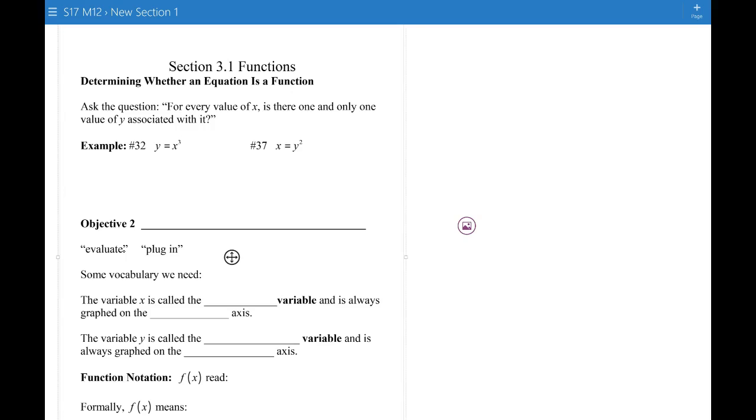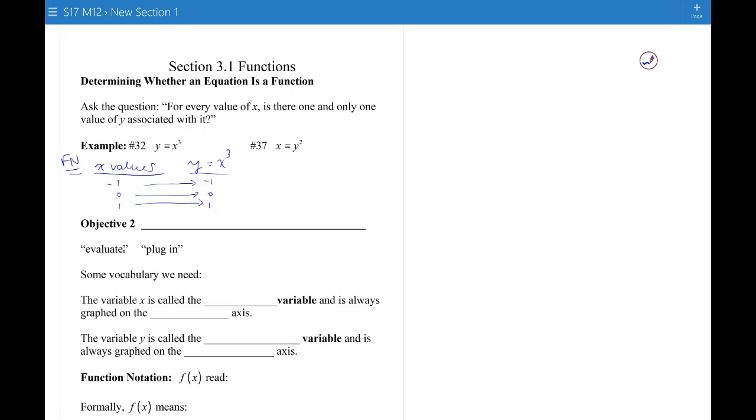So for each value of x, if we pick x values, and the way we find the y values is to cube the x values. No matter what x is, -1, 0, 1, we're going to get a y value, only one y value that we get by cubing the number. So this is a function.